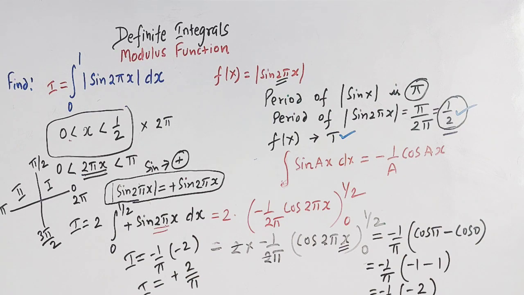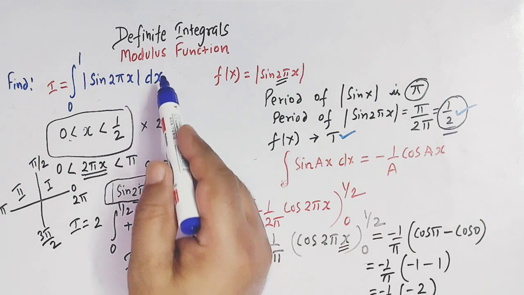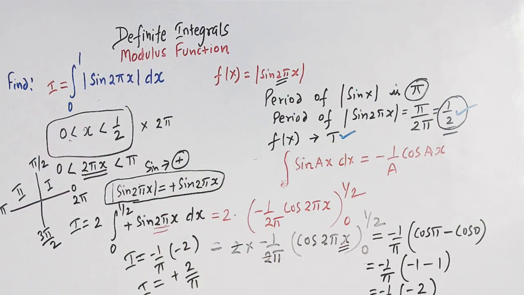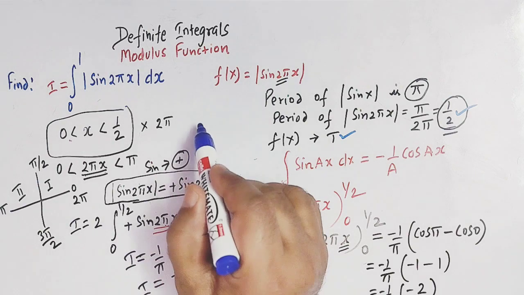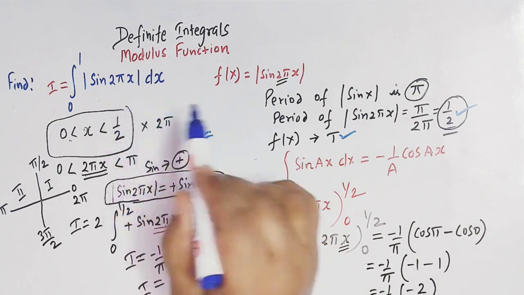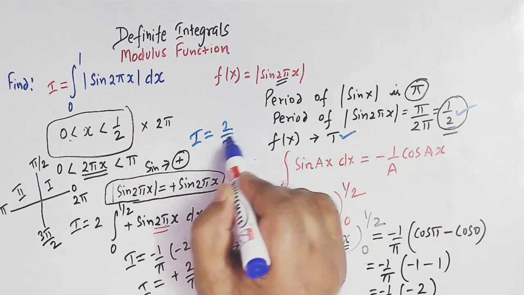So this is how, by making use of the concept of periodicity of trigonometric functions, the concept of the mod function, and the concept of sign convention of trigonometric functions, we can evaluate these types of integrals. So the value of this integral I is 2 over pi.